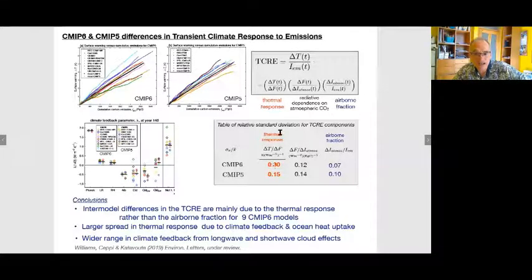Now, these relative standard deviations, you can compare with each other to work out how they control the TCRE spread. And it's a much larger contribution for the thermal response for CMIP6 than the airborne fraction response. So our view is that intermodel differences in the TCRE are mainly due to the thermal response, at least over this timescale, rather than the airborne fraction for this subset of 9 CMIP6 models. And that's due to the effects of the physical climate feedback and ocean heat uptake.